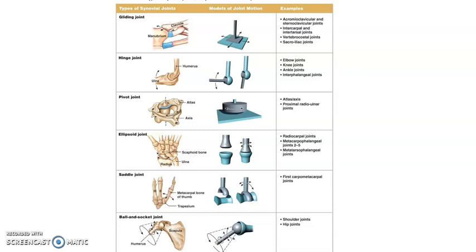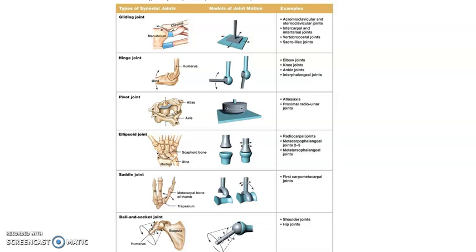So there are different joints as you're seeing here: gliding joint, hinge joint, so we have like in our elbow and in our knee. Pivot joint, we have that typically in our neck that allows us to move our head from left to right. We have the ellipsoid joint, usually found in wrists and ankles, saddle joint, and then ball and socket that we mentioned. So those are the different joints that we have.